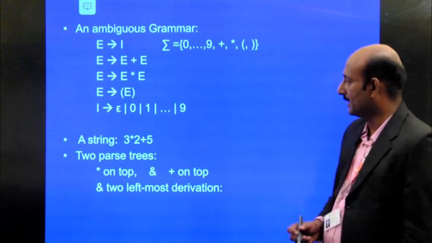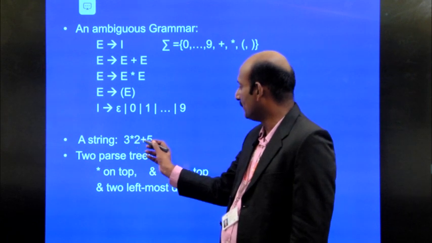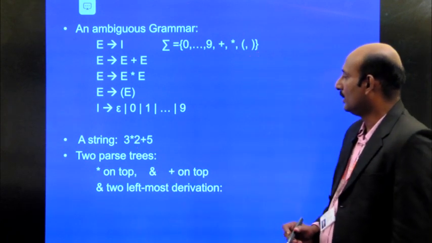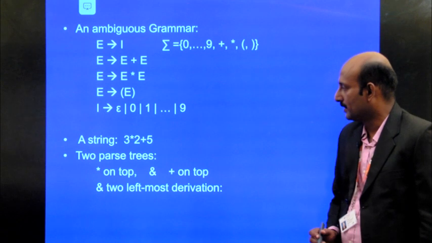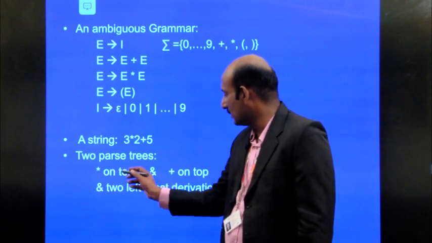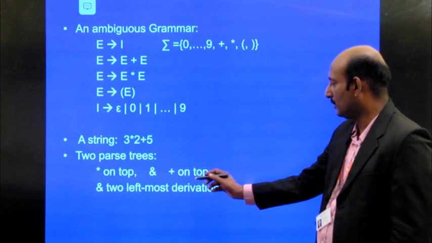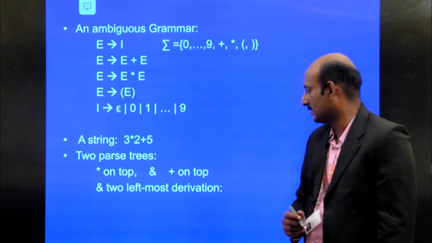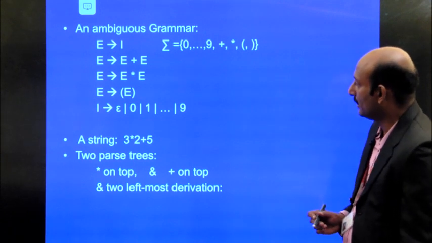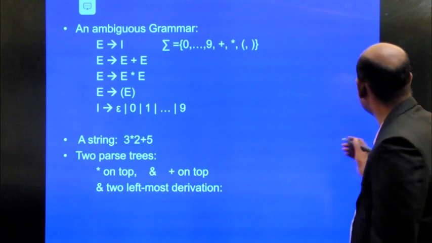So this given input string is 3 into 2 plus 5. What is the meaning here? As per this, star on the top and plus on the top give two leftmost derivations. We have to generate those two leftmost derivations. So we can take any productions.